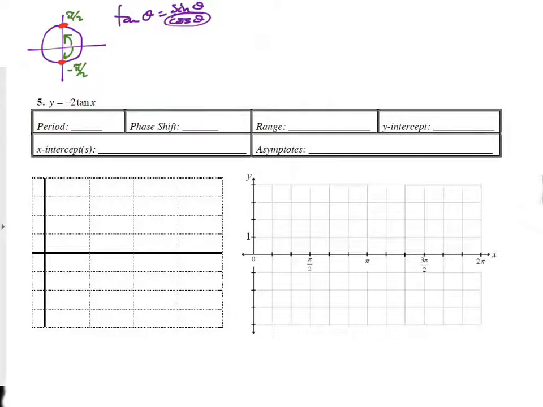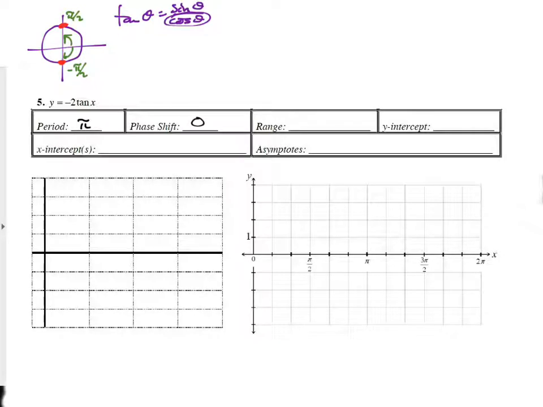Okay, so, period. The period for tangent is pi. It is always going to be pi unless there's something multiplying to the x. So if this was tangent of 3x, then the period is going to be pi divided by 3. You always take the normal period and divide it by whatever's multiplying to the x. But this one has nothing multiplying to the x, so the period is still just pi. The phase shift is 0. We have nothing adding to the x. If we had something adding to the x, then that would be our phase shift.